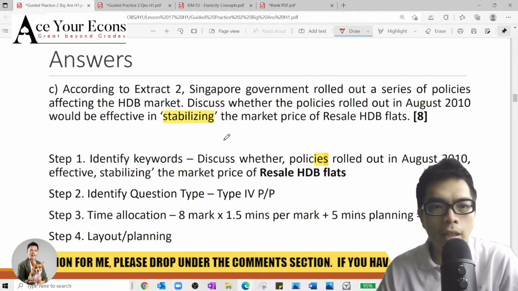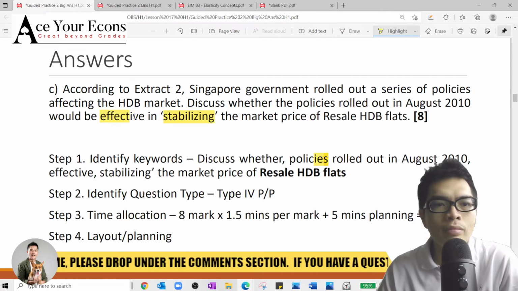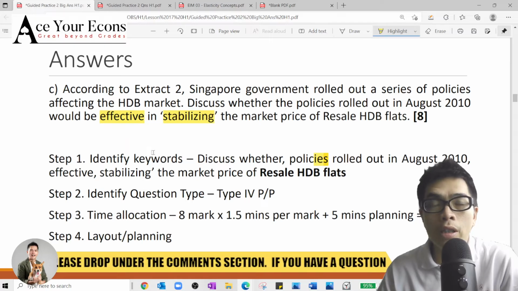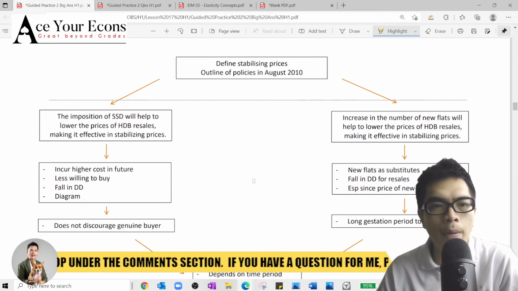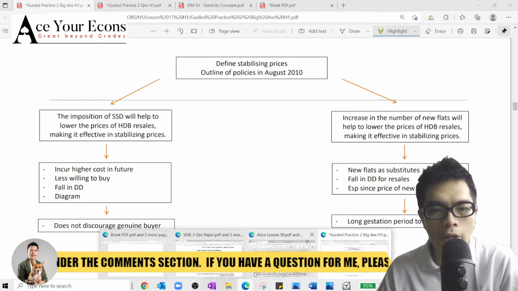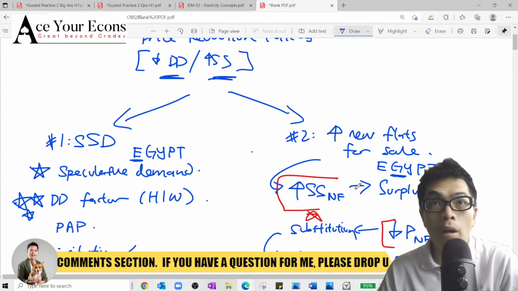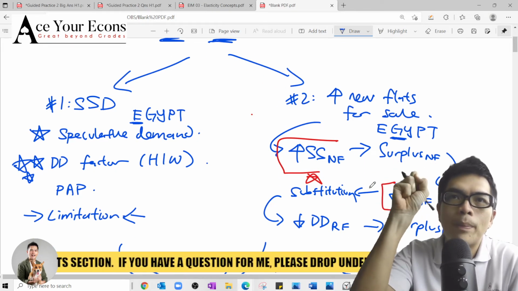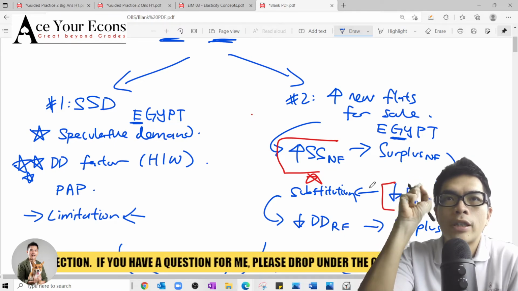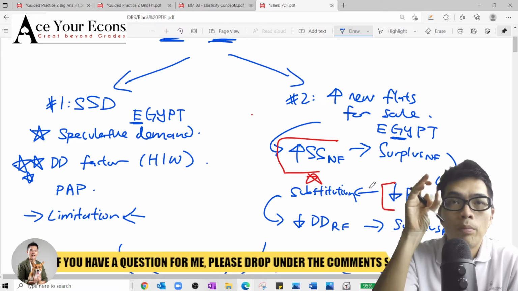And lastly, you need to look out for limitation. Effectiveness will always result in a limitation. Clear? So this is the approach that I recommend. If not, you can look at the outline. It's the same. Policy 1 and policy 2. Common mistake 1: don't group up the policies together and address them as a whole. Split them up one by one and build your depth.